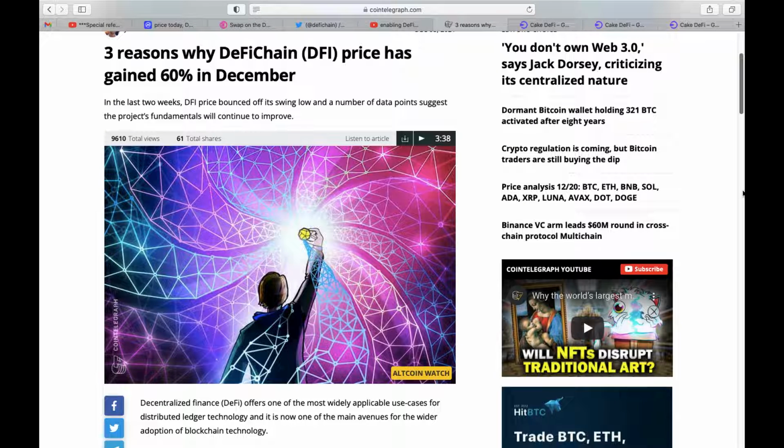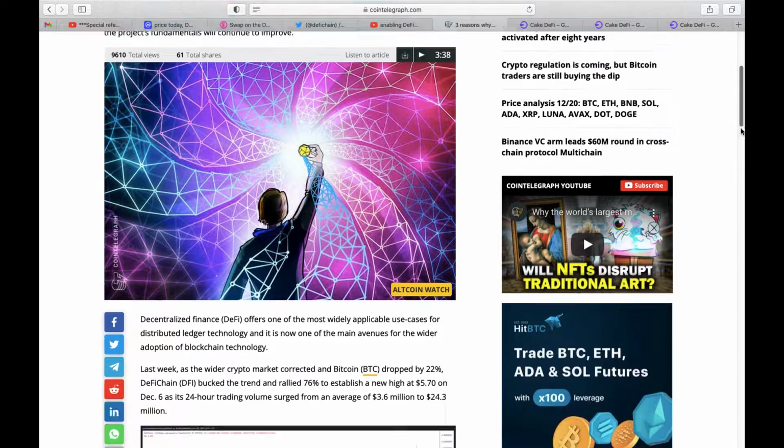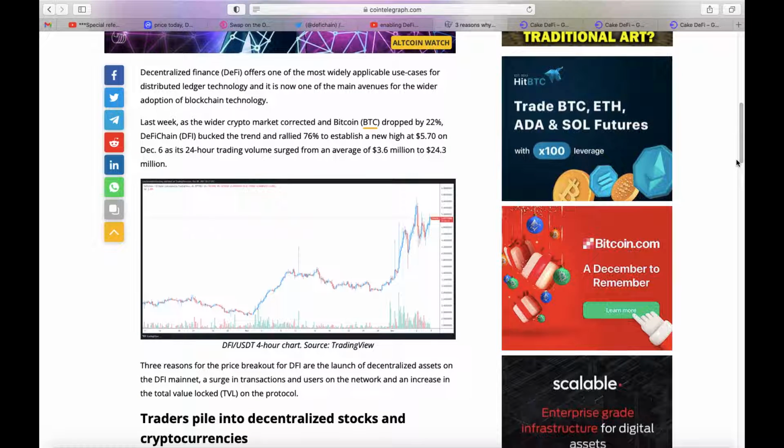Now, also, I saw this news article on Cointelegraph literally about 2 weeks ago. In the last 2 weeks, DeFi price bounced off its swing low. A number of data points suggest the project's fundamentals will continue to improve, which is great to see for longevity. DeFi offers one of the most widely applicable use cases for distributed ledger technology, and is now one of the main avenues for the wider adoption of blockchain technology. Last week, as the wider crypto market corrected and Bitcoin dropped by 22%, DeFi bucked the trend and rallied 76% to establish a new high at $5.70.